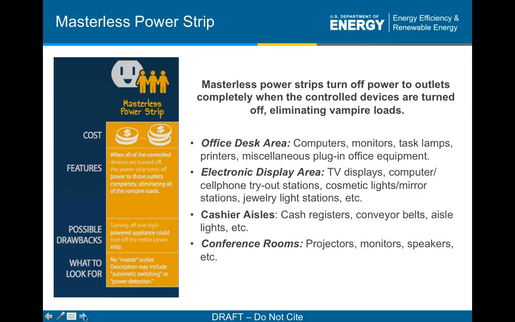Lastly, there's a masterless power strip. And the masterless power strip turns off power to the outlet completely when the devices that are plugged into the power strip are turned off. And that eliminates vampire load, so that phantom load that a lot of people hear being spoken about when a device or an appliance is plugged in. It's still drawing power even though it's off. And so this can be applied in a lot of different spaces as well, such as an office desk, electronics display. When you manually turn off the equipment, it cuts the power to that appliance and those different pieces of equipment to continue saving energy and avoid that vampire draw.